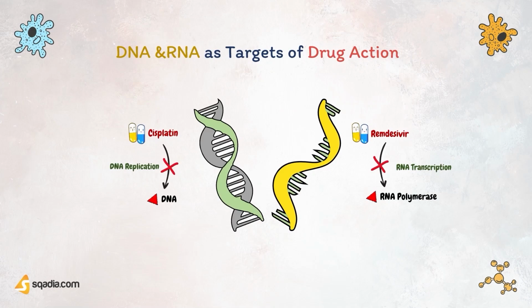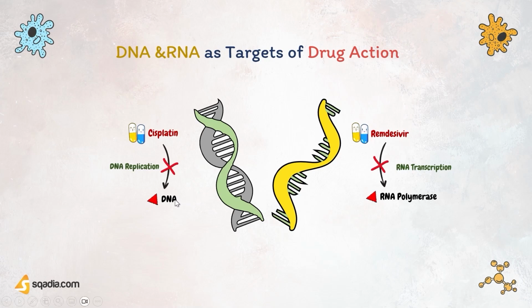Next we have DNA and RNA as targets of drug action. DNA and RNA are also important targets for drug action, particularly in the treatment of cancer and viral infections. DNA, which is double-stranded, is a genetic material that carries the instructions for the development and function of all living organisms, while RNA, which is single-stranded, is a molecule that plays a critical role in protein synthesis and gene expression.